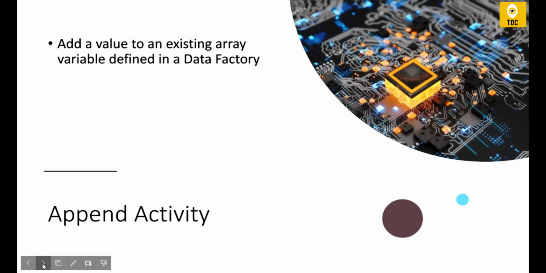Please note that append activity will only add a value to an existing array variable, right? You cannot use any other variables here. So append activity will come into the picture only when you are using a variable of type array, because you're just adding a value of any type for that matter to an array, to the existing array variable to be very specific, right?